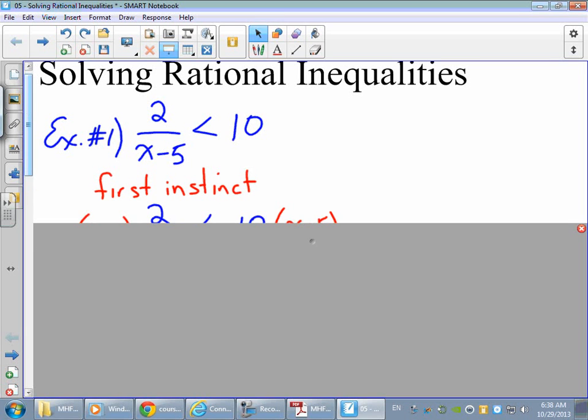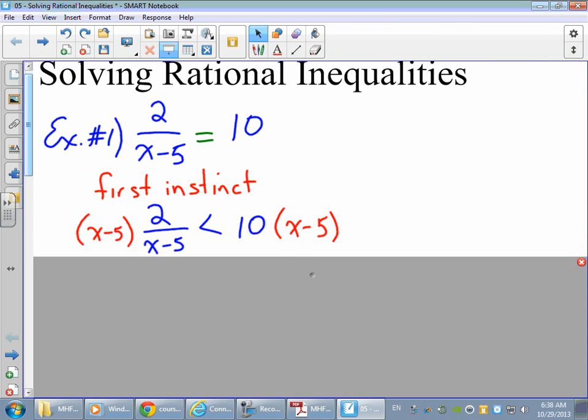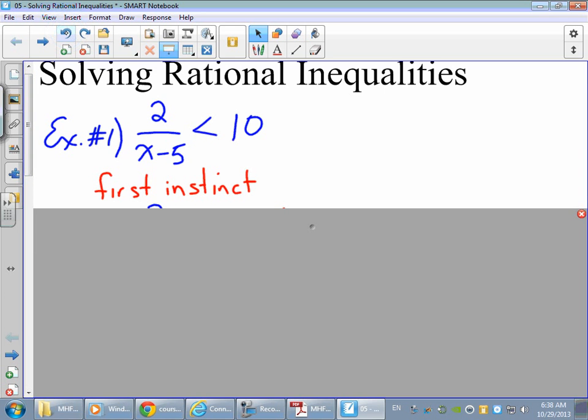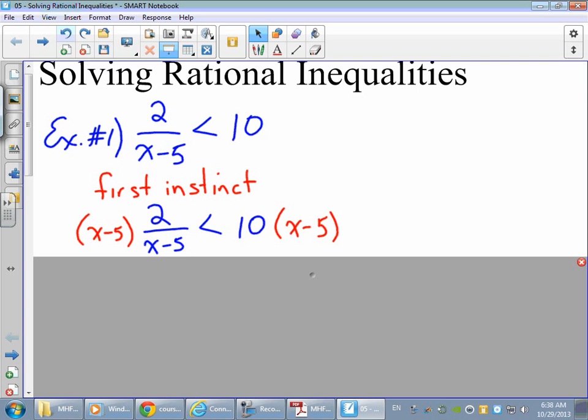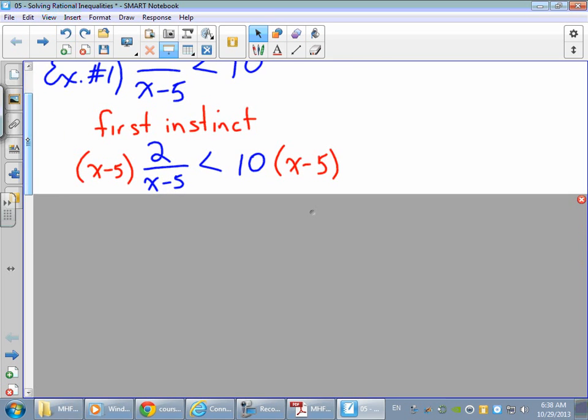So my first instinct when I see this question, as I would have done if this were an equal sign, okay, so if this is 2 over x minus 5 equals 10, the first thing I do is multiply both sides by the x minus 5. It's not an equal sign, though. And so what we want to remember is, if I try to multiply both sides by x minus 5, when I have an inequality, if the term that I'm multiplying or dividing by is negative, I have to flip my sign.